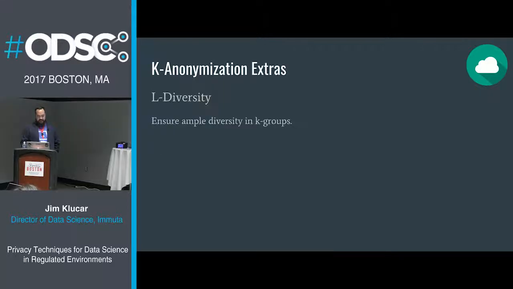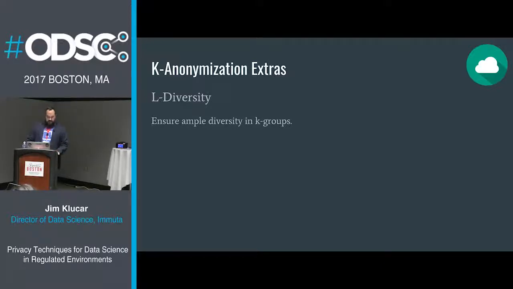So to combat that, researchers started coming up with different ideas. One is L diversity. That's combating that problem of those last 2 rows. It's ensuring there's ample diversity in your groupings of k. So not only do you have to form these groupings, you have to make sure that there's ample diversity within those groups of the problems you're trying to hide.